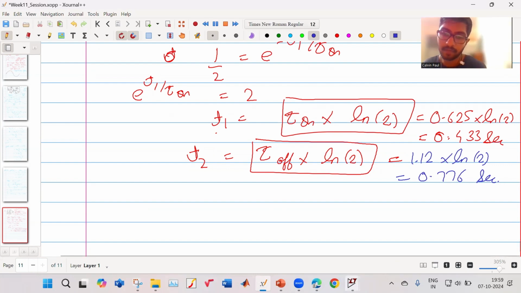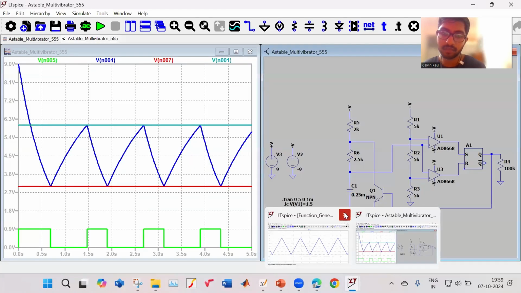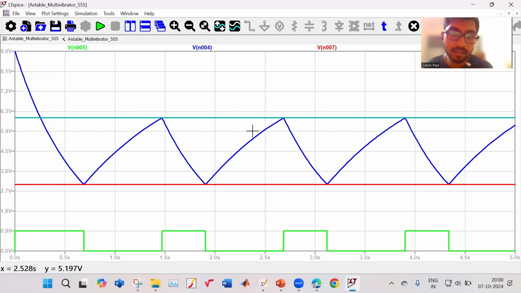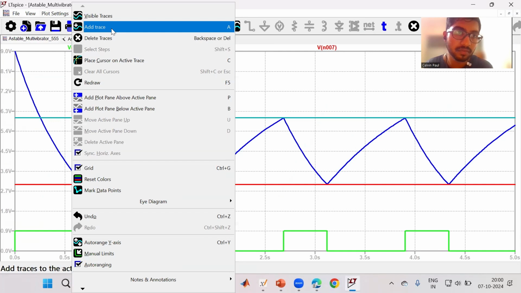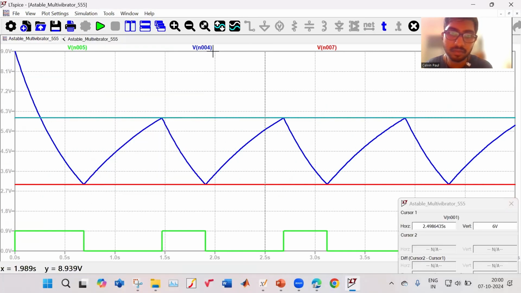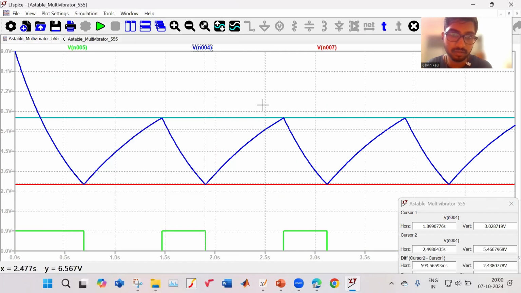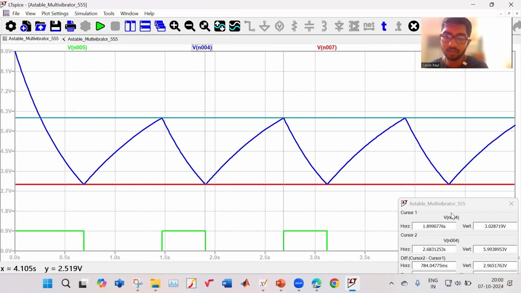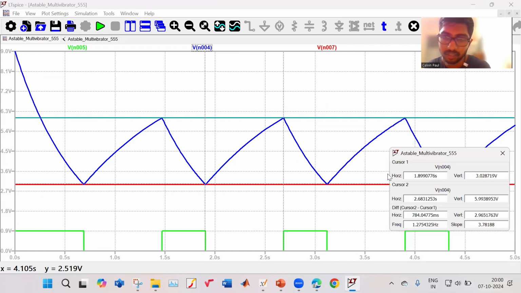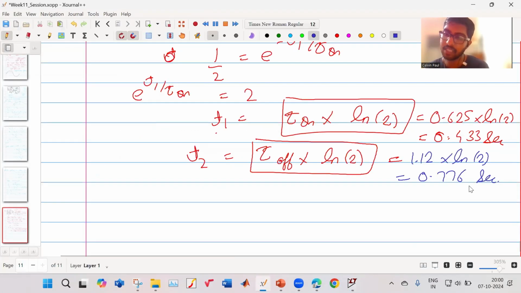So now we will check in our simulation, the simulation which we have done. In this simulation, what is the time? So this is the time from here, and this is the time over here. So the difference in time, it was earlier here at 1.8 seconds, here it is at 2.68 seconds. So it has taken actually 784.04 milliseconds, so that is 0.784 seconds. How much did you get by calculation? You got 0.776 seconds. So it is close to what we got.